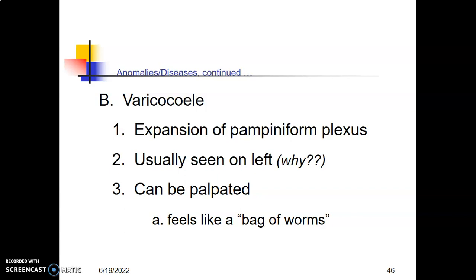We have what we call varicocele. The pampiniform venous plexus drains the testis. When these veins become dilated and tortuous, they form varicoceles. These are actually palpable and they feel like a bag of worms.